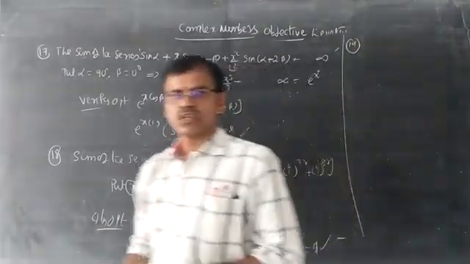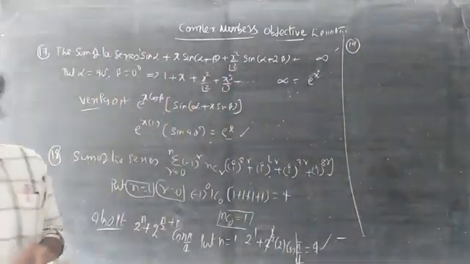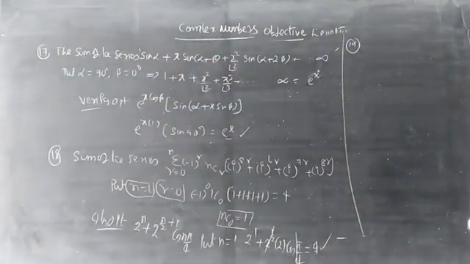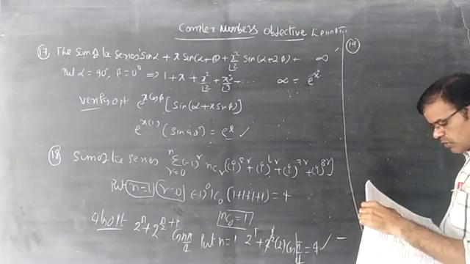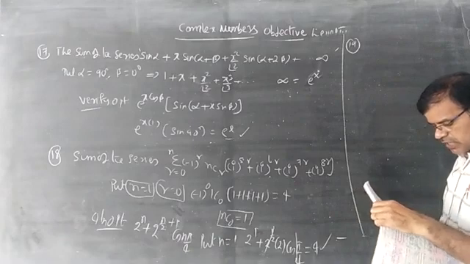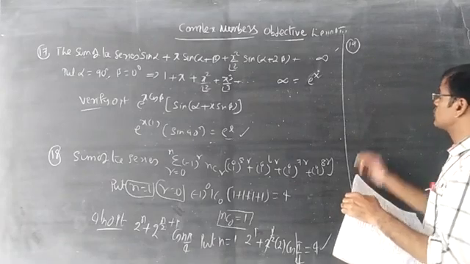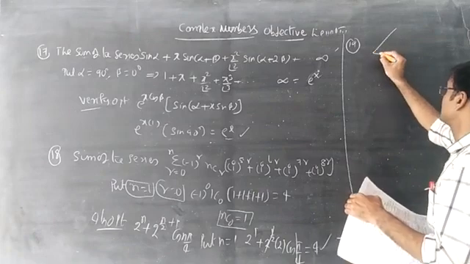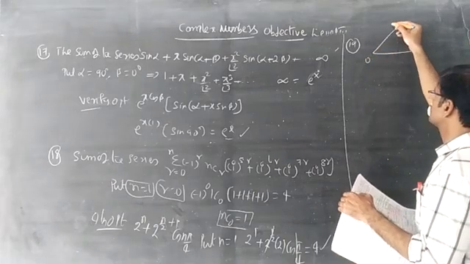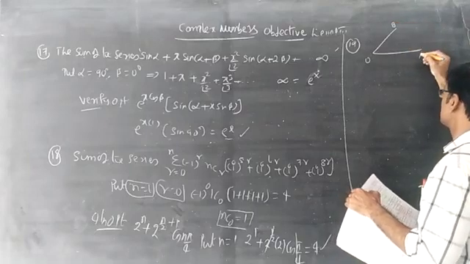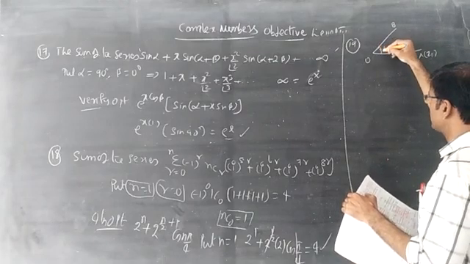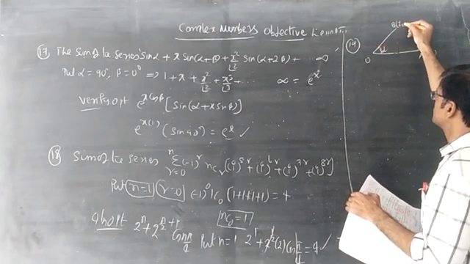Now 19th question. Z1, Z2 are the roots of the quadratic equation z square plus pz plus q equal to 0, where p, q are complex numbers. Let A and B represent Z1, Z2 in the plane, angle AOB equal to alpha and OA equal to OB. Draw a diagram. Put O here, this is B, this is A. This is Z1, this is angle alpha, and this is Z2.